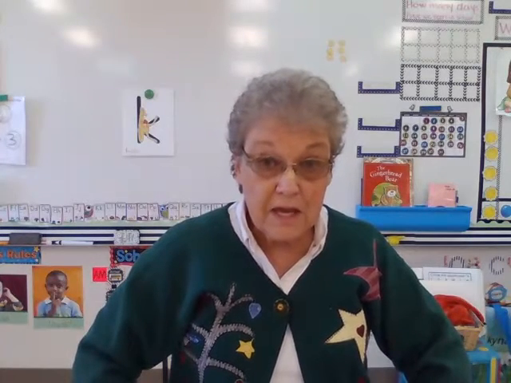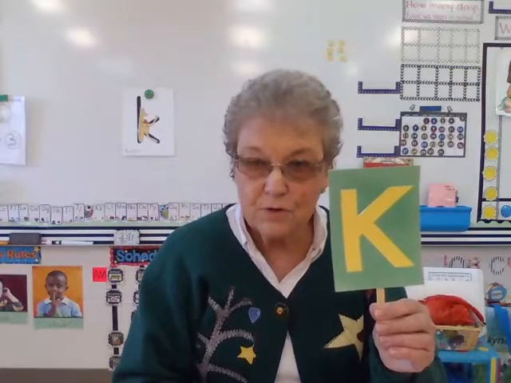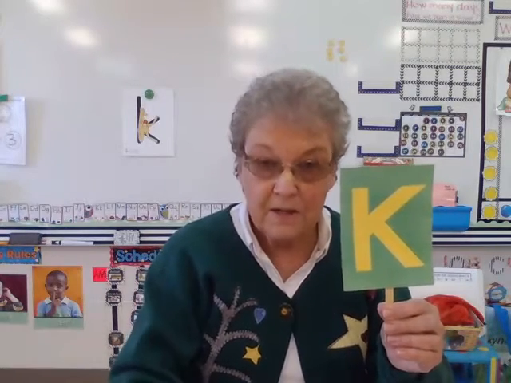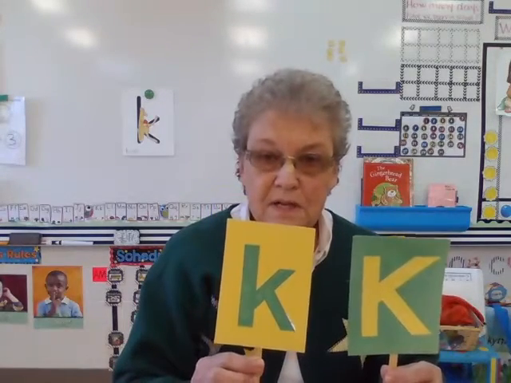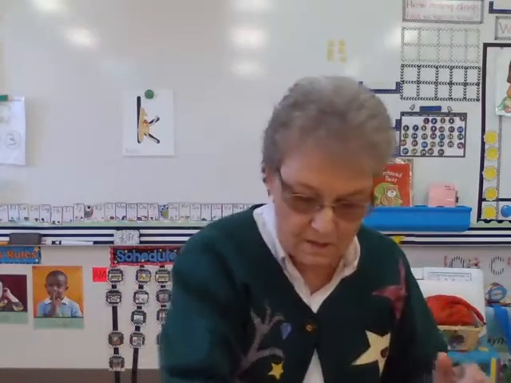We did J last week, and now we are going to do the letter K. K comes after J when we're saying our alphabet. This is a capital K. This is a lowercase k. Did you notice anything about those two letters? They're almost exactly alike, but there's one difference. The lowercase k is just a little bit smaller.